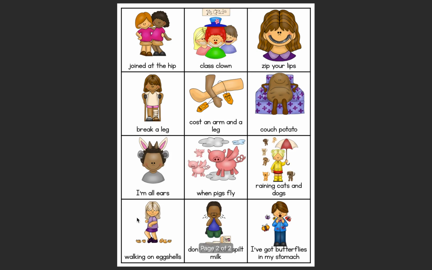So here are some other non-literal phrases, or some figurative language phrases. This first one on the top left, joined at the hip. Well, literally, these two girls are joined at the hip. But the non-literal meaning of that means that they're always together. They're best friends. They love to be together.